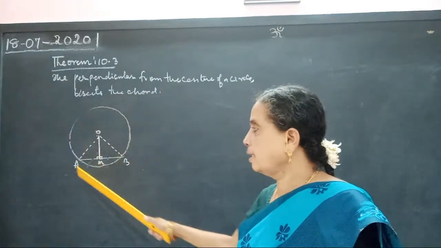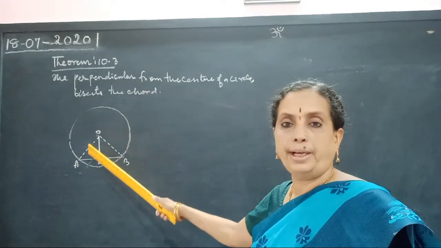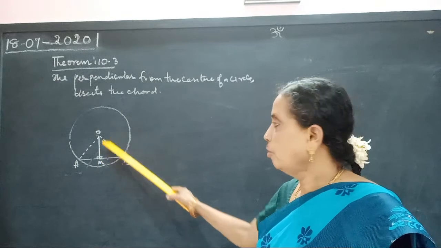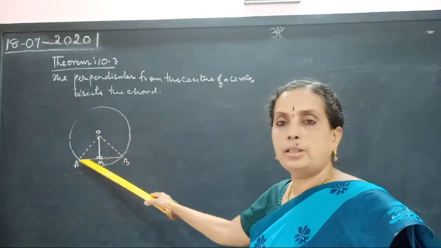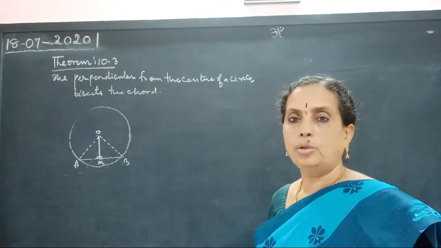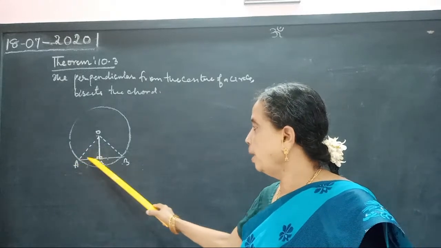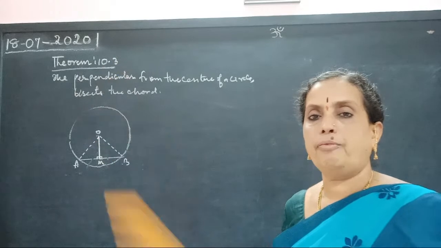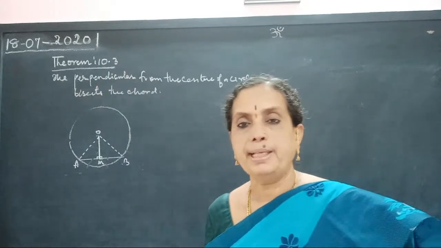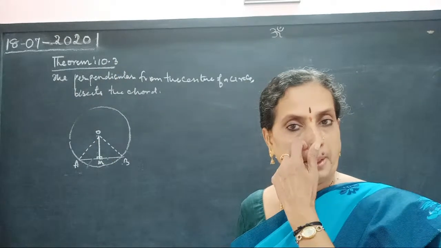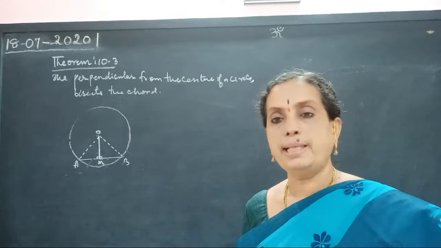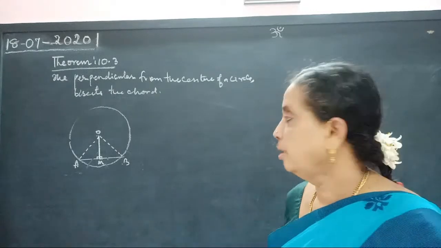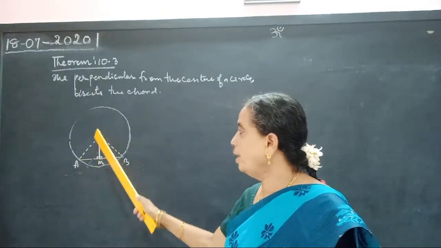Given a circle with center O, radius R. AB is a chord, OM perpendicular to AB. To prove AM equals BM. That means perpendicular from the center bisects the chord. Perpendicular line from the center bisects the chord. To that, what construction did we do? Join OA, OB.